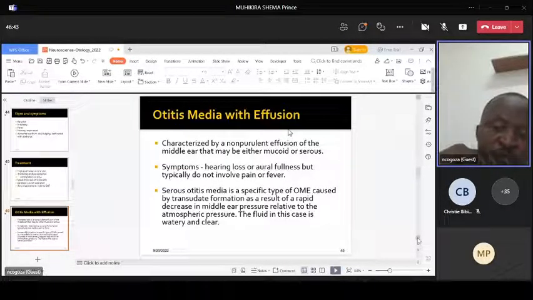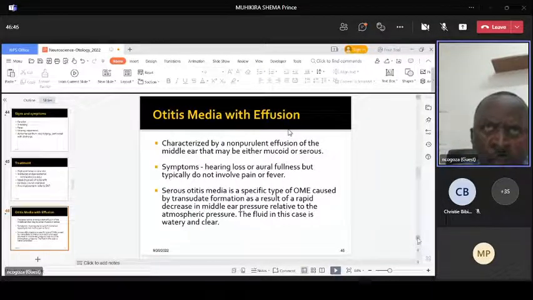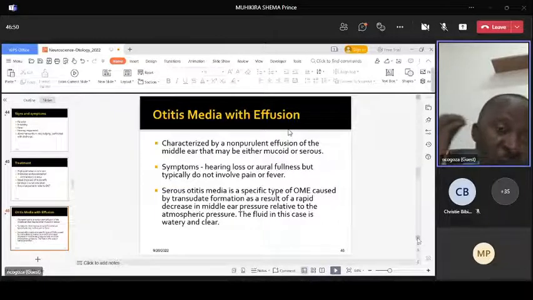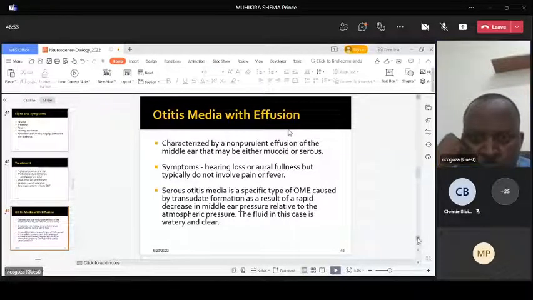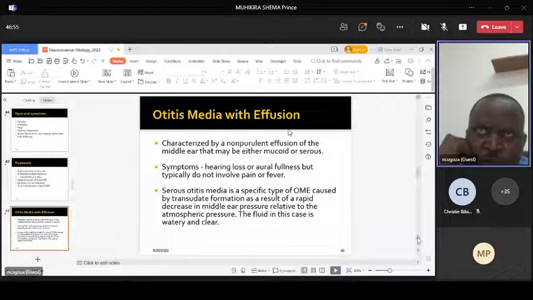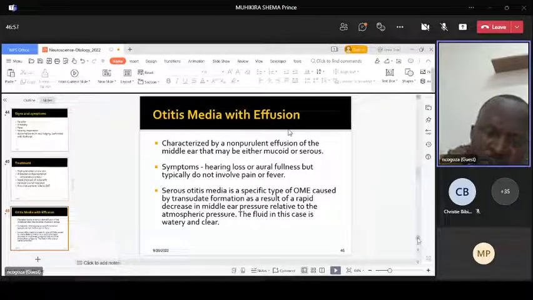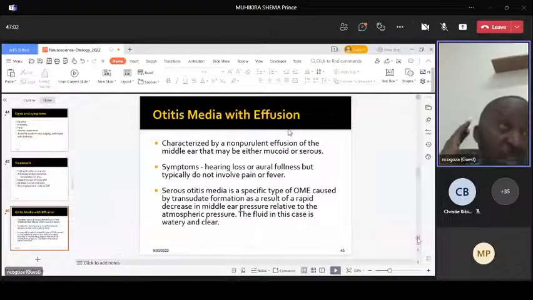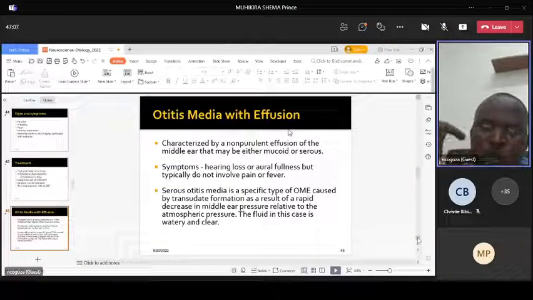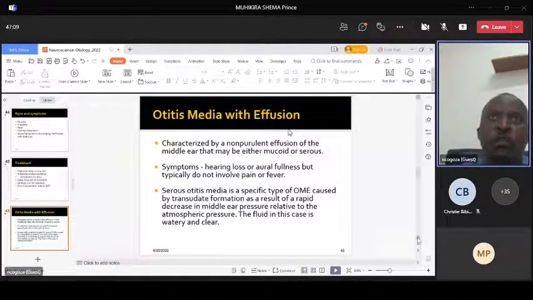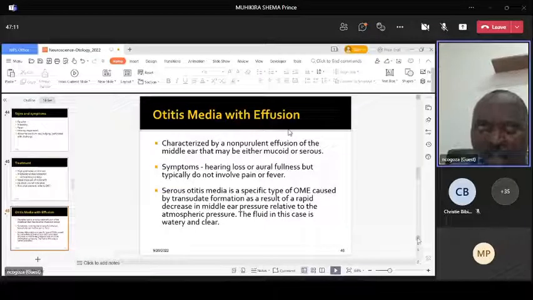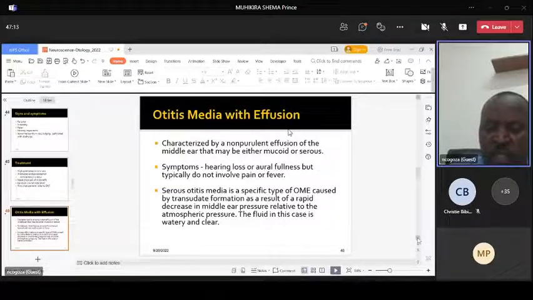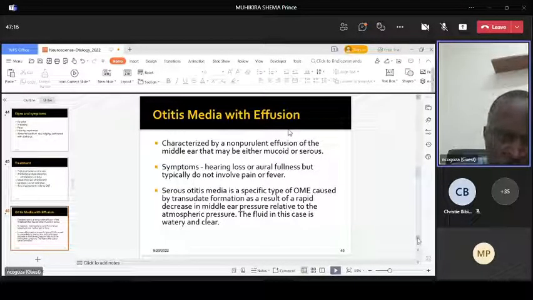So this middle ear fluid will have an impact on the tympanic membrane. The tympanic membrane won't move because there is accumulation of fluid in the middle ear. And of course, this fluid is sterile, it's not infected. If it's not infected, there is no pain. If it's not infected, the examination won't show a red tympanic membrane. It will show a white tympanic membrane, but with some air fluid level.